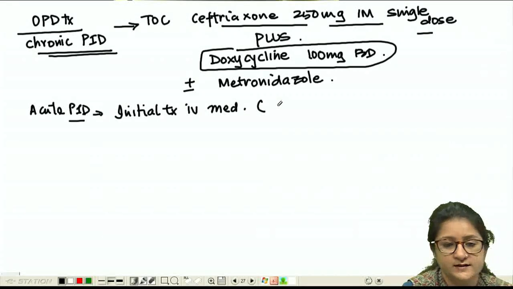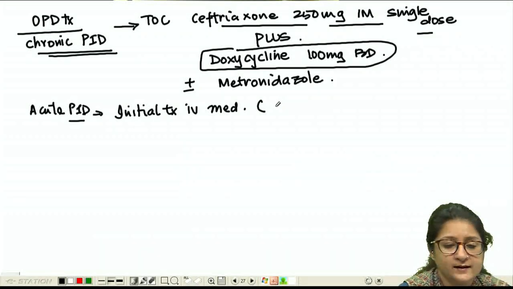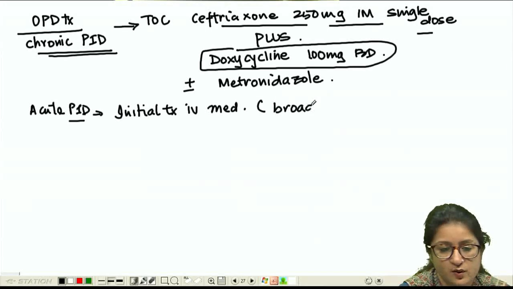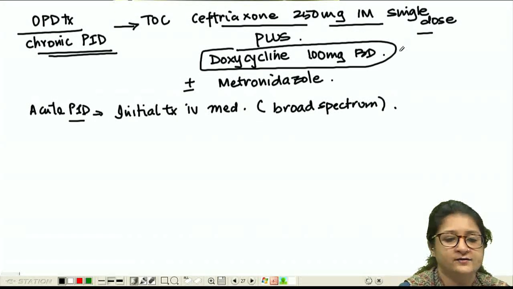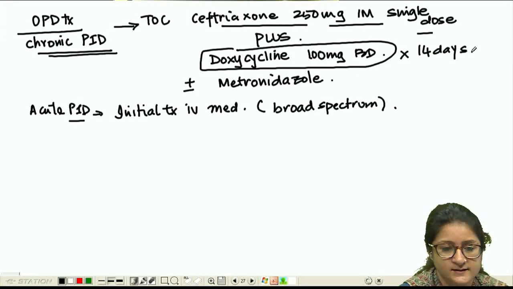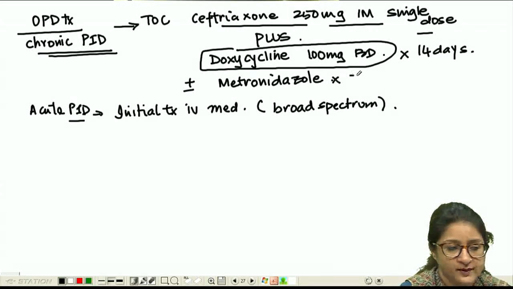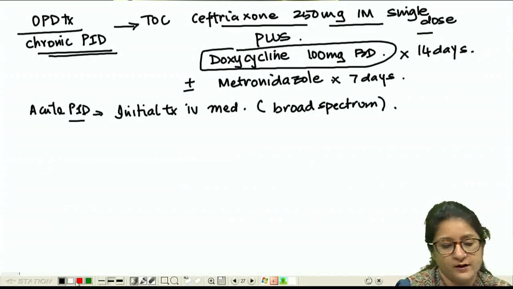IV medication. We can have cefoxitin, doxycycline also in IV dosages, but what we have to remember is that it has to be broad spectrum. So broad spectrum antibiotics are given in acute PID in IV, and doxycycline is given for 14 days. Metronidazole should be given for 7 days, right? So this is the treatment in acute and chronic PID.